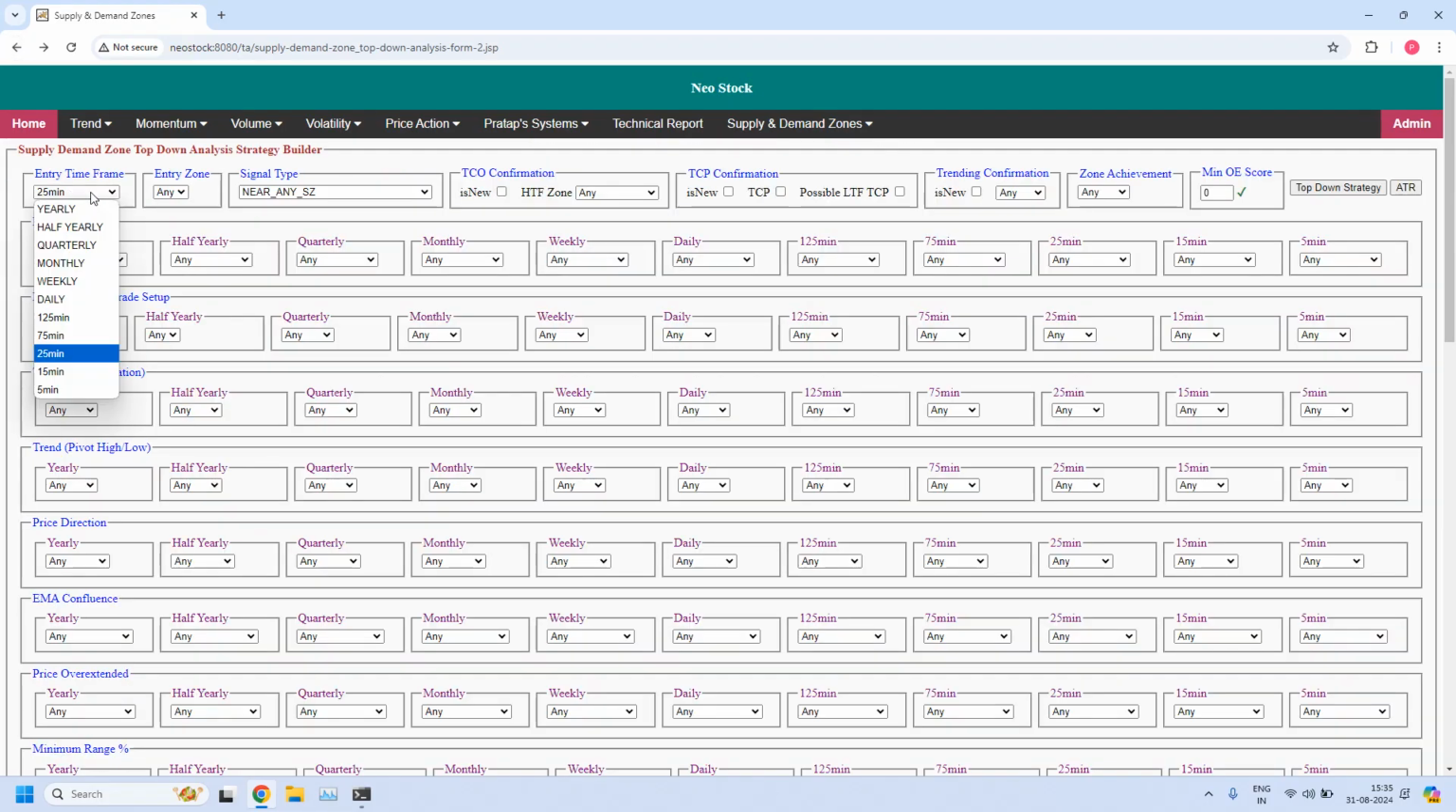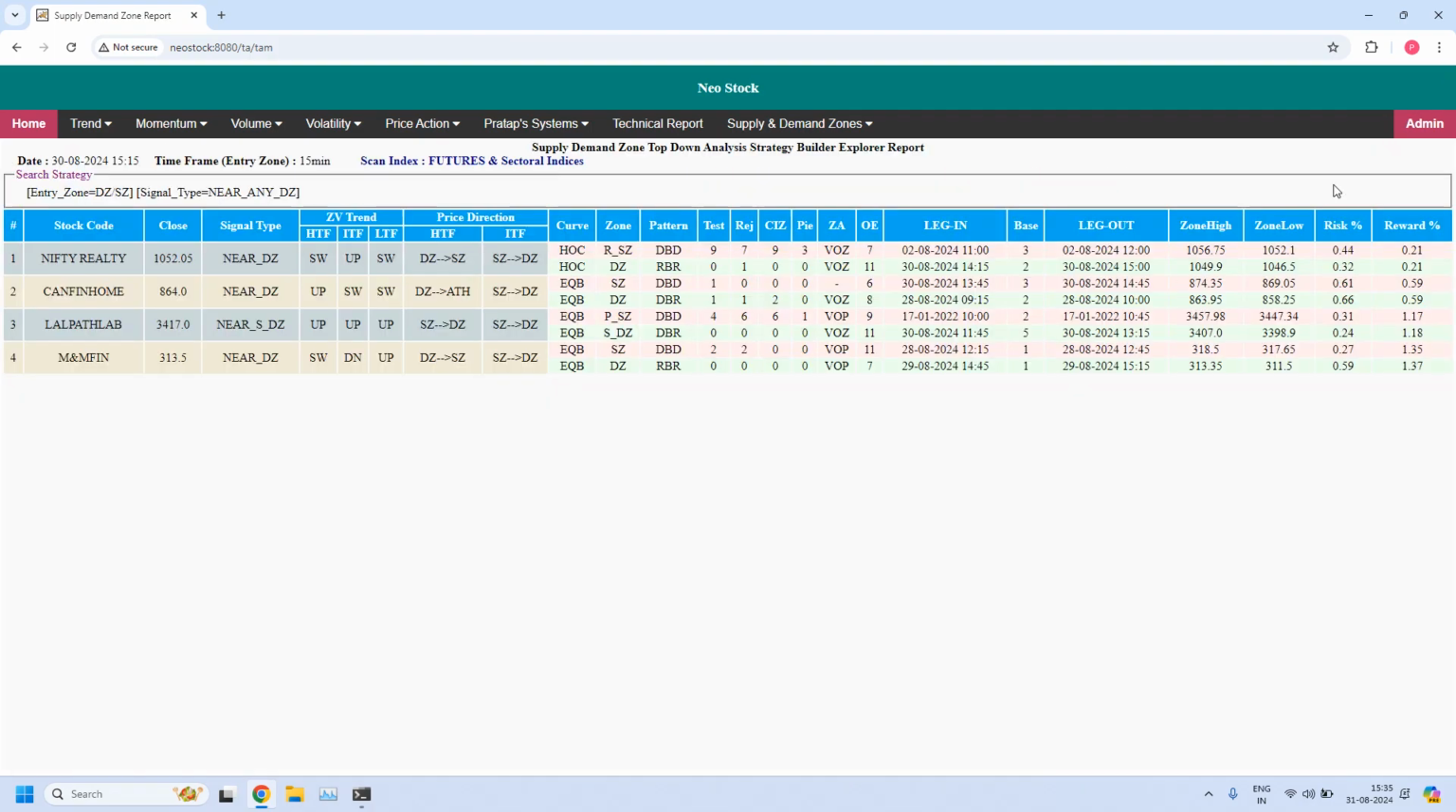The next time frame is 15 minutes. For 15 minutes time frame, let us find the stocks near 15 minutes demand zone. 4 stocks are filtered near to the 15 minutes demand zone.